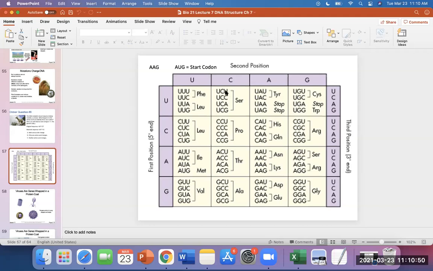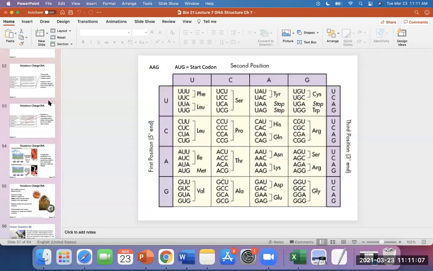If this letter changed to maybe something else, maybe here, if you had CAC and then C changed to A, now you have a different amino acid. This is not a silent mutation. It's going to have an effect. So this is a silent mutation.